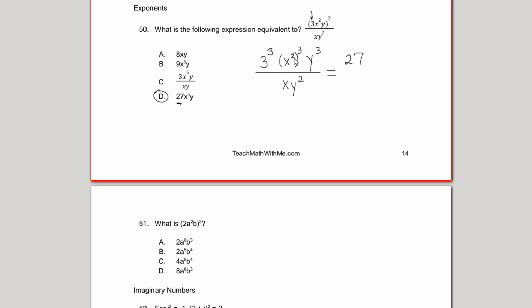Again, we're multiplying exponents in this case, so we will have x to the 2 times 3, which is 6, y third, all over xy squared. And we can do some simplifying now. So we still have the 27. We have x to the 6th on top and x to the 1st on the bottom. We're going to subtract. 6 minus 1 is going to give us x to the 5th. And we have, for the y's, 3 and 2, so 3 minus 2, which gives us 1, which is y, just y. And that matches our answer for answer choice D.